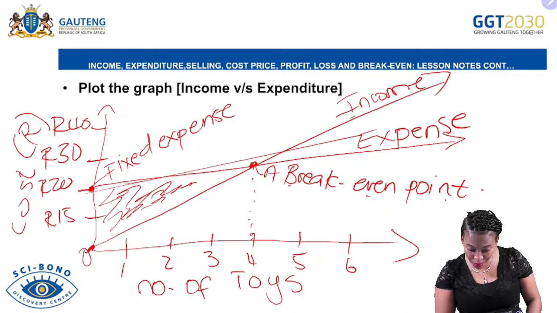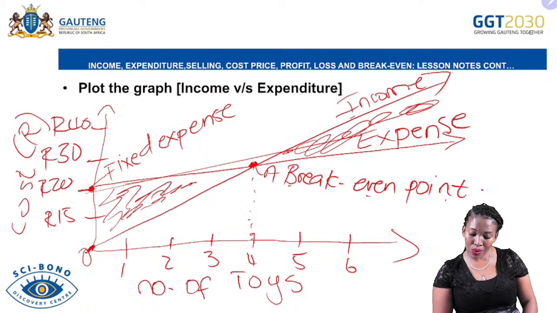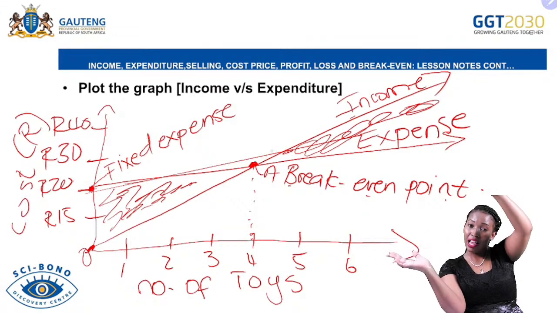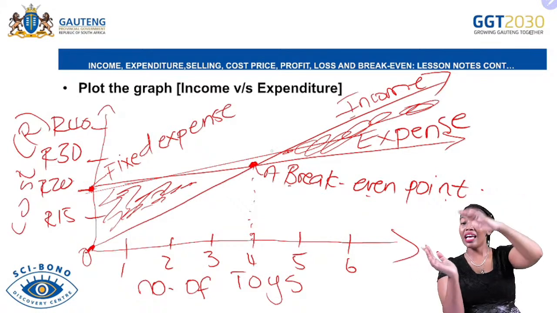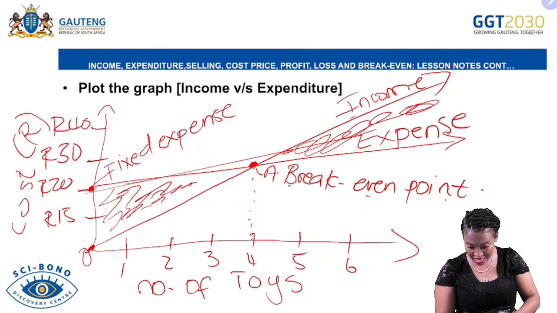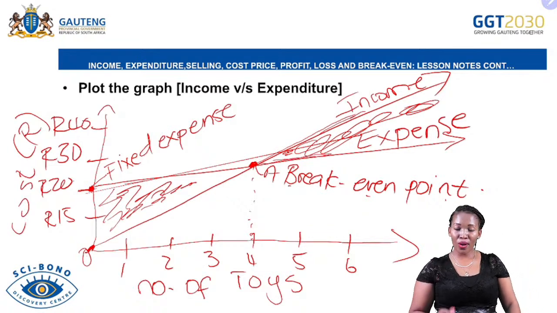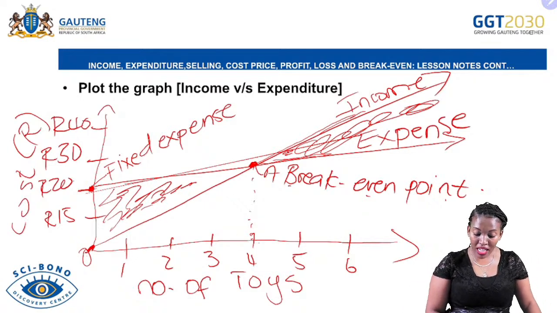And then what happens after the break even? Now we are talking about this area here. After the break even, you see that the income graph is now on top of the expenses graph. It means the business is starting to make a profit because the income is now above the expenses. As you can see, the income graph is now on top, whereas the expenses graph is at the bottom.